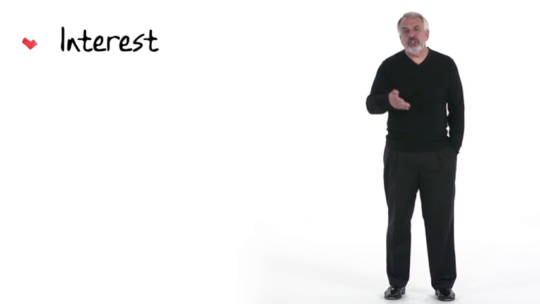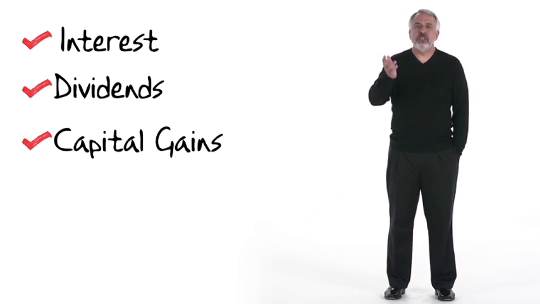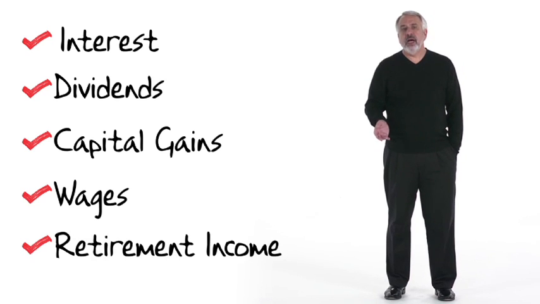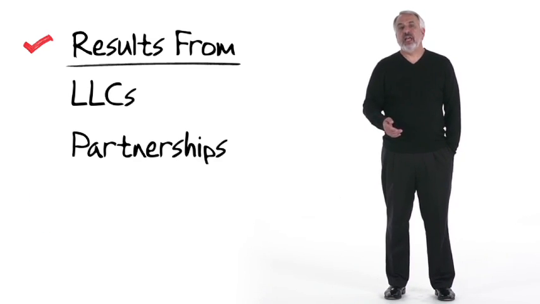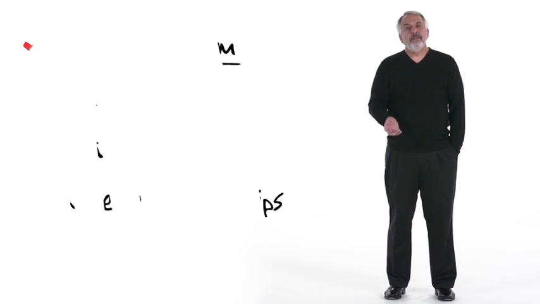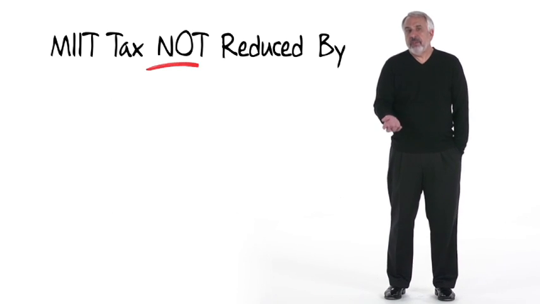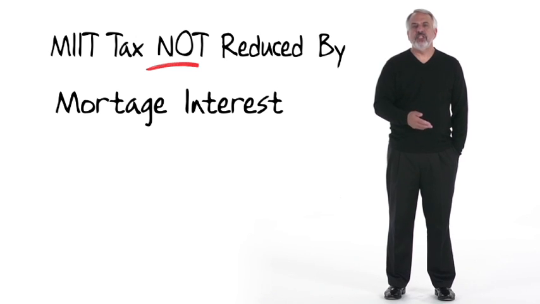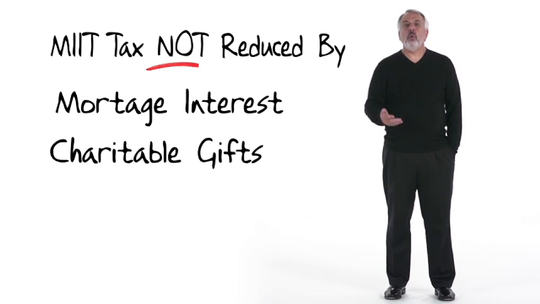It includes interest, dividends, capital gains, wages and retirement income, plus results from limited liability companies, partnerships, and sole proprietorships, but it doesn't include subtractions for itemized deductions, such as mortgage interest and charitable gifts, or personal exemptions. Currently, the Medicare tax only applies to wages and self-employment income.